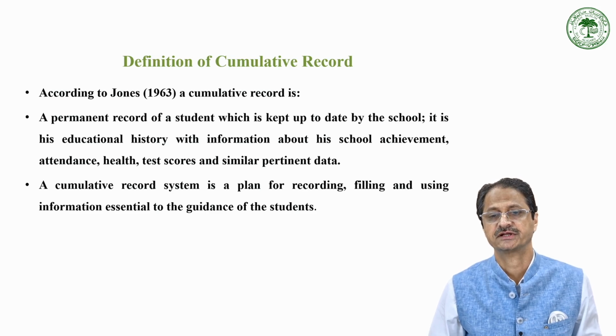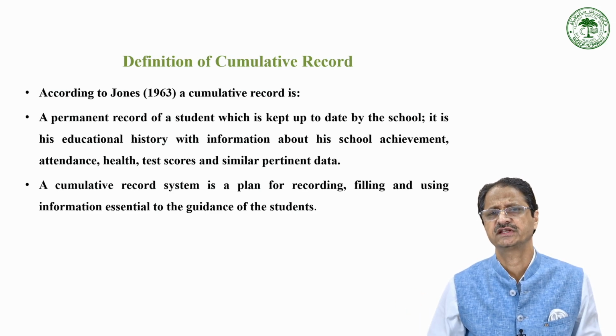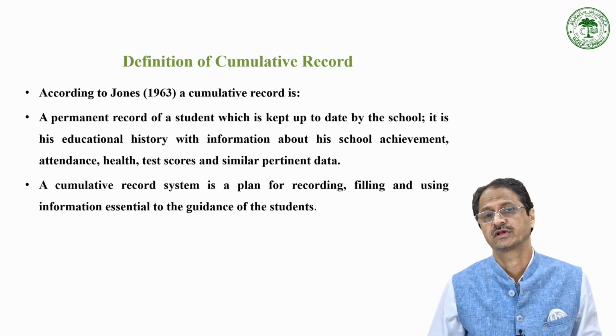This is basically a permanent record which is mandatory on the part of every school to prepare and maintain in such a manner that each and every piece of information related to the candidate is stored in it and kept confidential. There is so much information related to the students, like school achievement, progress, attendance, health status, test scores gained on different examinations, and the different interests and personality traits he or she possesses, all recorded in what is called the cumulative record. The cumulative record system is a plan for recording, filing and using information essential to the guidance of the students.